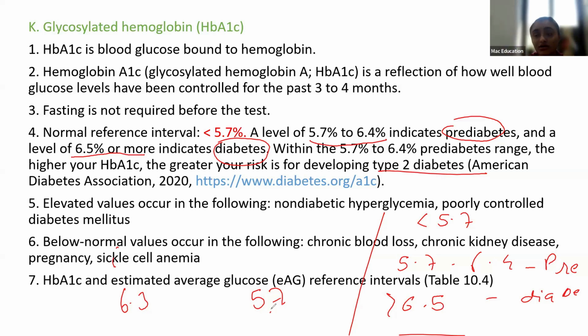So, chronic blood loss. Why chronic blood loss? Because the majority of this glycosylated blood glucose is bound with hemoglobin. So due to blood loss, there will be a lack of hemoglobin, so there will be a lack of glycosylated glucose. Then chronic kidney disease. In chronic kidney disease, what happens?